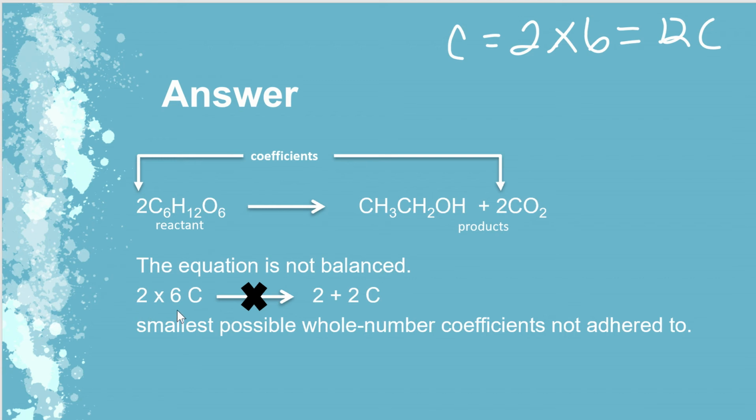And just to mention that I had the same thing that I have up here, right? So for carbon, we have 2 times 6 is equal to 12 carbons, and on the product side, we have 2 plus 2, which is equal to 4, right? So it's saying the same thing that I have up here.